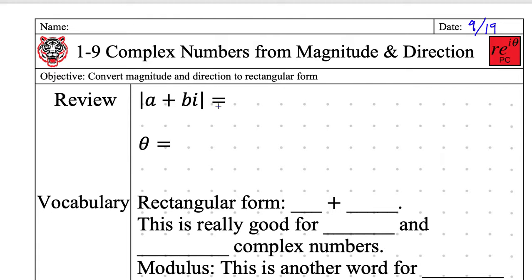All right, so we had magnitude and direction yesterday, but now we're kind of going backwards. Today, if you know how to go forwards, then you should know how to go backwards in theory, but it's kind of hard to do. So I will show you how to do it. From yesterday, say I have a complex number, a plus bi.